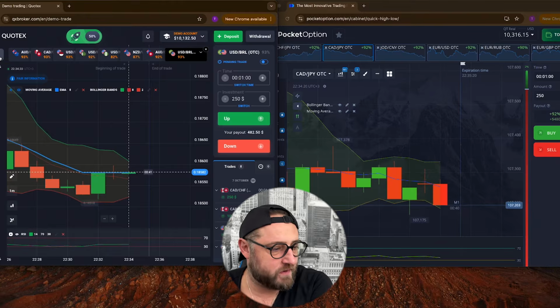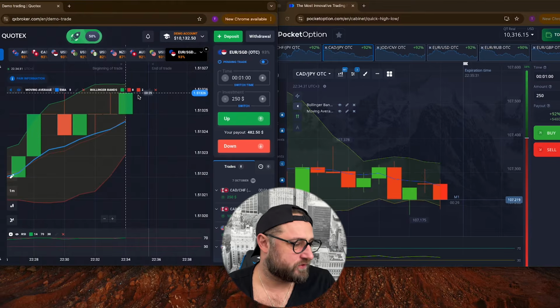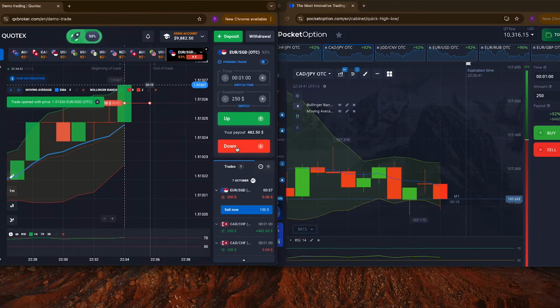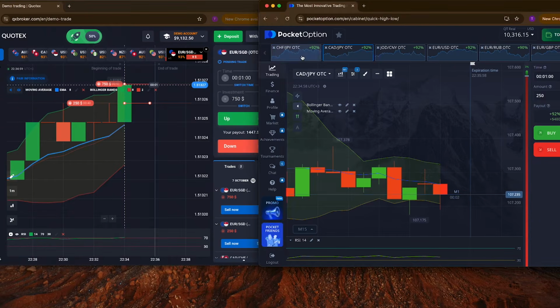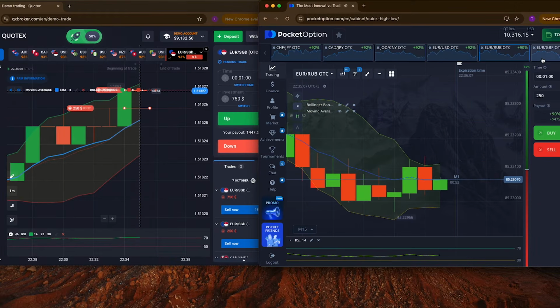Well, I'm looking for another impulse, guys. You ready? Let's open. I open short for 250 on Quotex. By the way, I also open for 750 at the same time because this is also a good impulse and I don't feel good about the first one. Let's jump to Pocket Option. Let's pick the pair with a good entry point here.